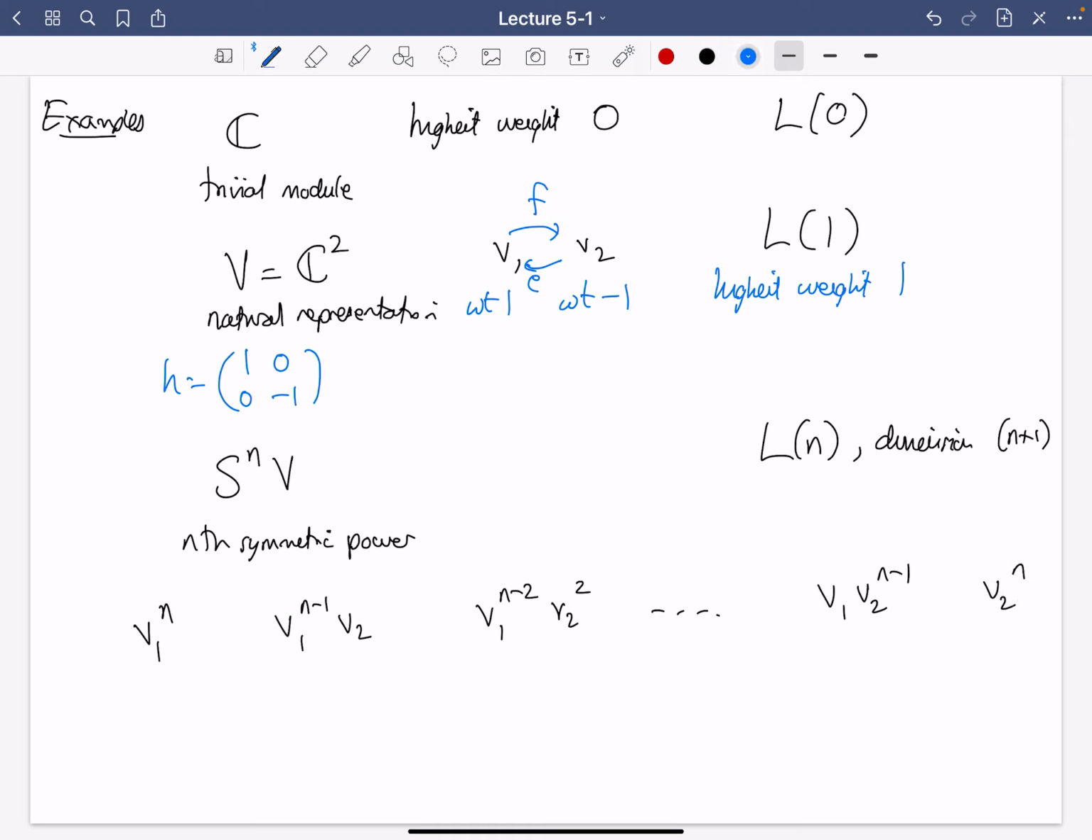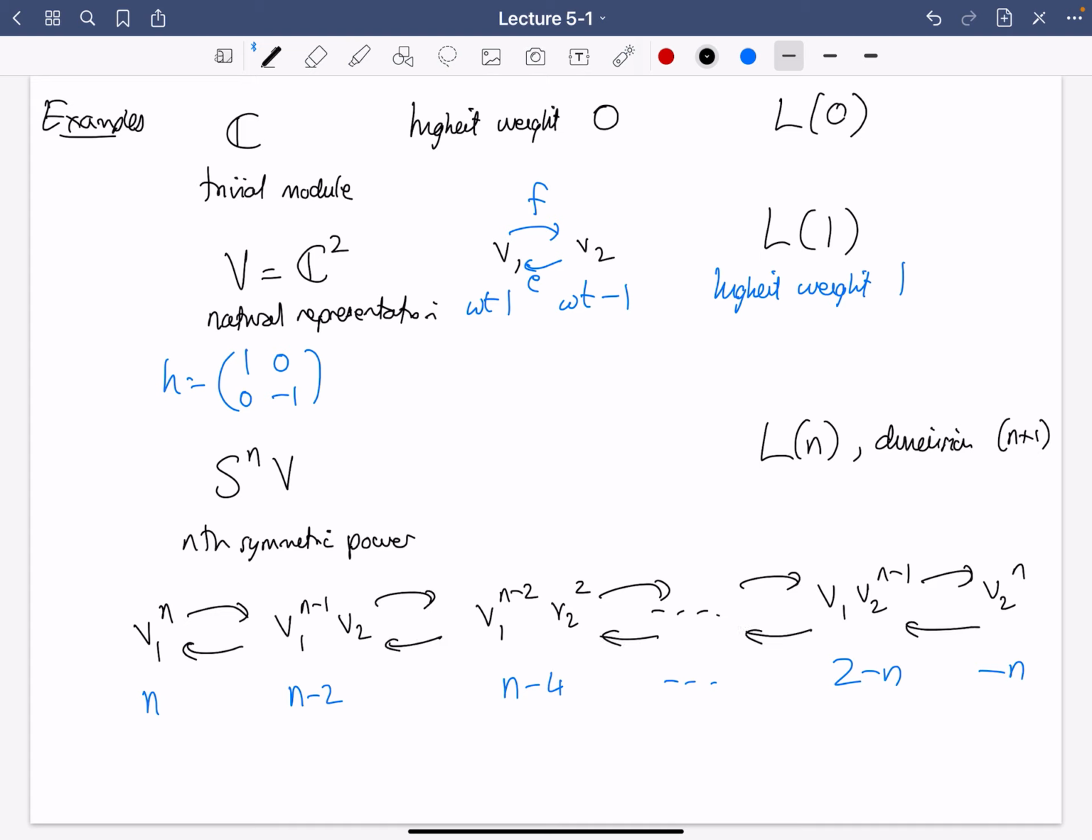And so the weights of these things: V1^n is of weight n, because V1 had weight 1. And then the rest are going to be n minus 2, n minus 4, and so on, down to 2 minus n, and minus n. And the e's and the f's, it's just like a chain. F subtracts 2, e adds 2, so they move you down and up this chain.